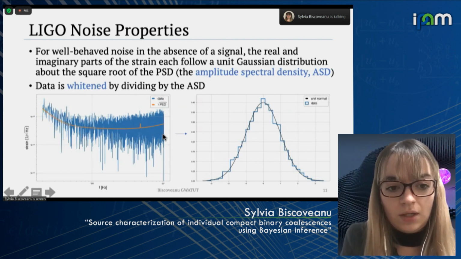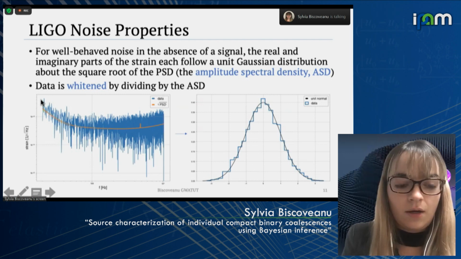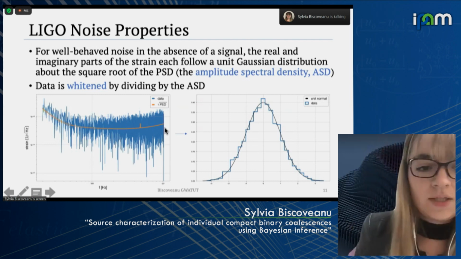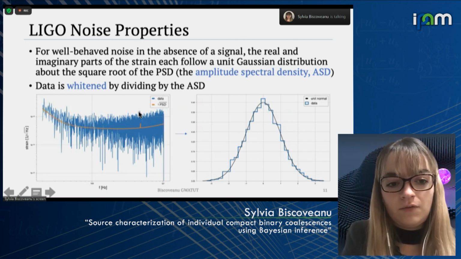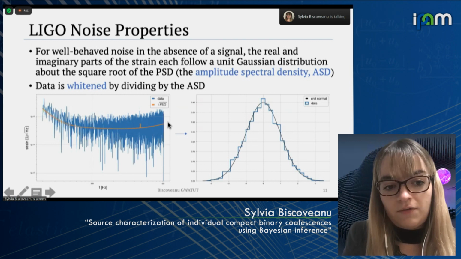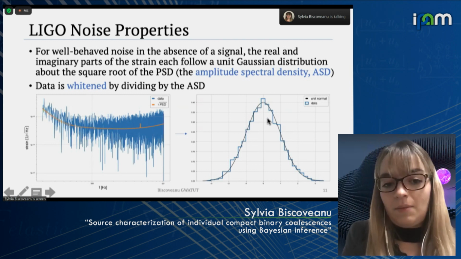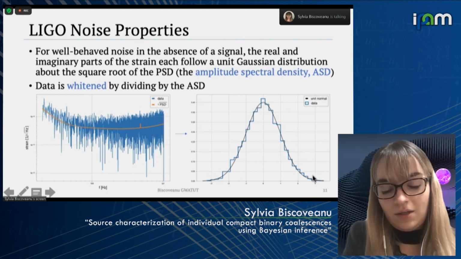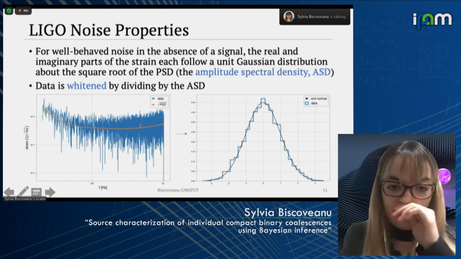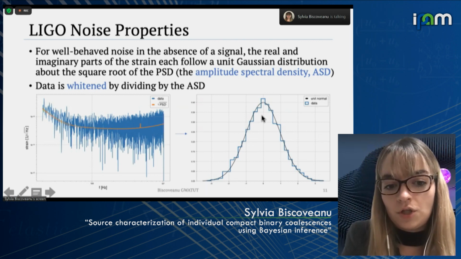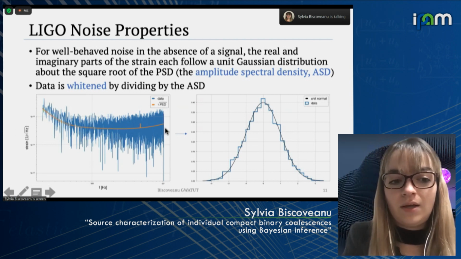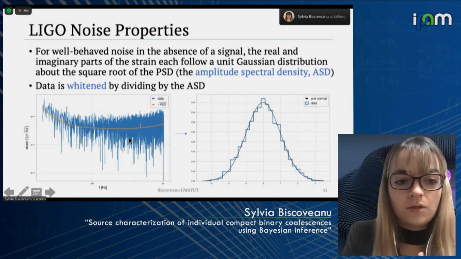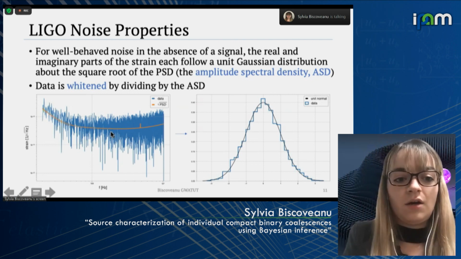In blue is the real part of the data, and in orange is the square root of the PSD. If in each of the frequency bins plotted here, I take the value of the data and divide it by the value of the ASD in that bin, and then make a histogram, what I get is the blue data here, and I can compare that to a unit normal, which is shown in black. So this is what it means for LIGO data to be Gaussian. Basically, the real and the imaginary parts of the frequency domain data follow a Gaussian in the ASD.